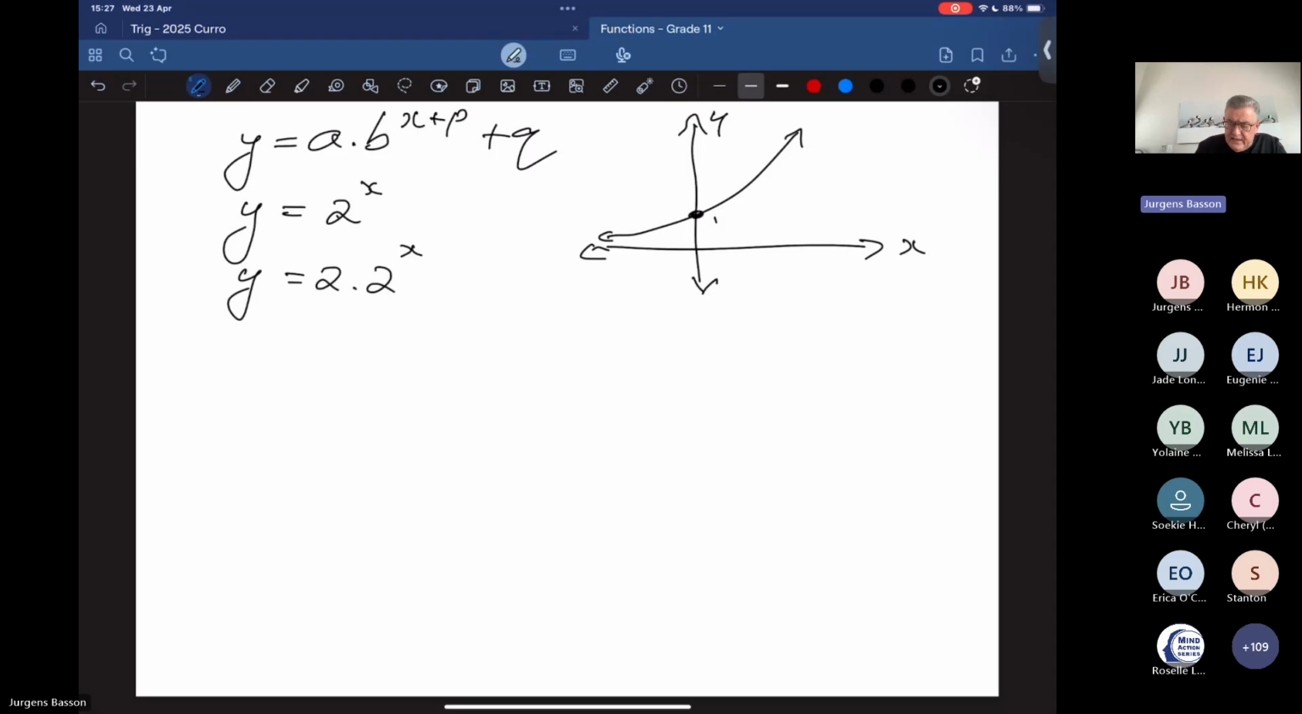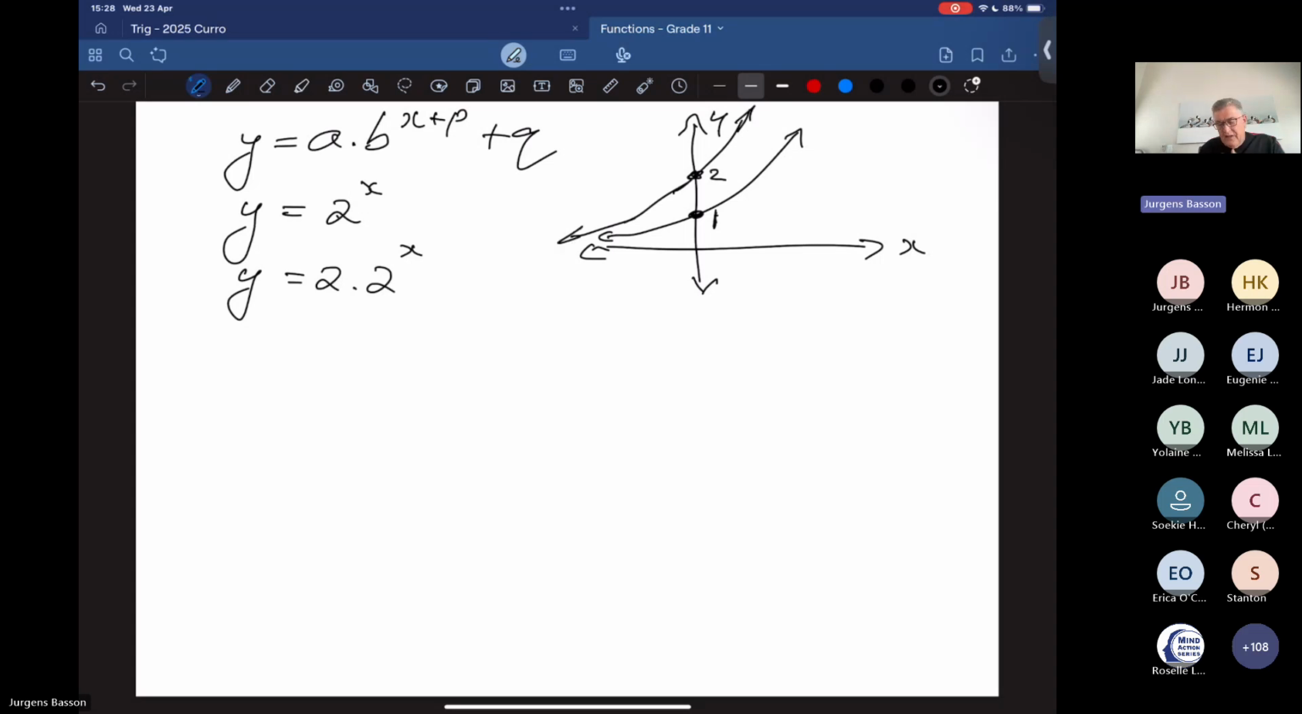Now, if I sketch this graph and I substitute x with 0, we know this graph didn't shift. So the x-axis is still the asymptote. But when I must find the y-intercept, if x is 0, I get 2 to the 0 is 1, times 2 is 2. So it means this graph is going to intersect at 2. And then we can draw it.